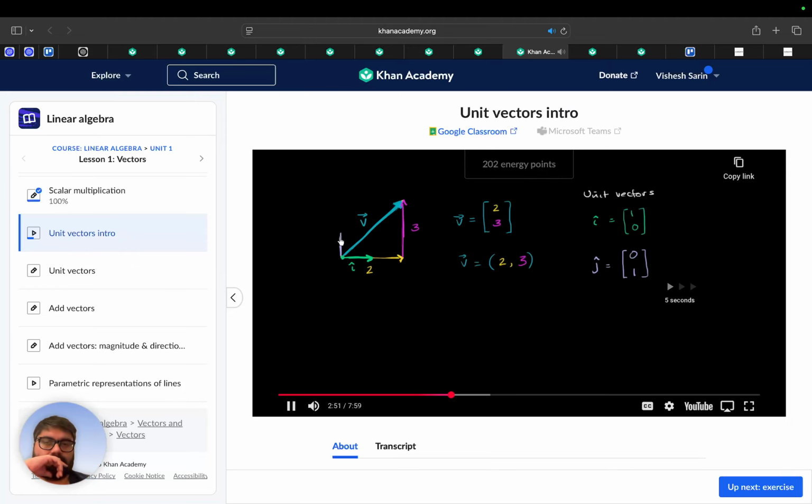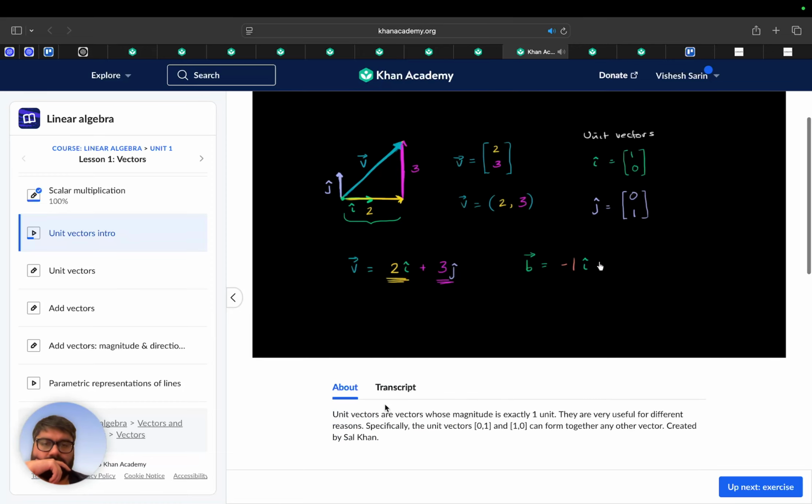And then we can define another unit vector, j, in the vertical direction. Vector v is the sum of its horizontal part and its vertical part, so you could view it as 2i plus 3j. Add this yellow vector: b is negative 1 times the unit vector i plus 4 times the unit vector j.